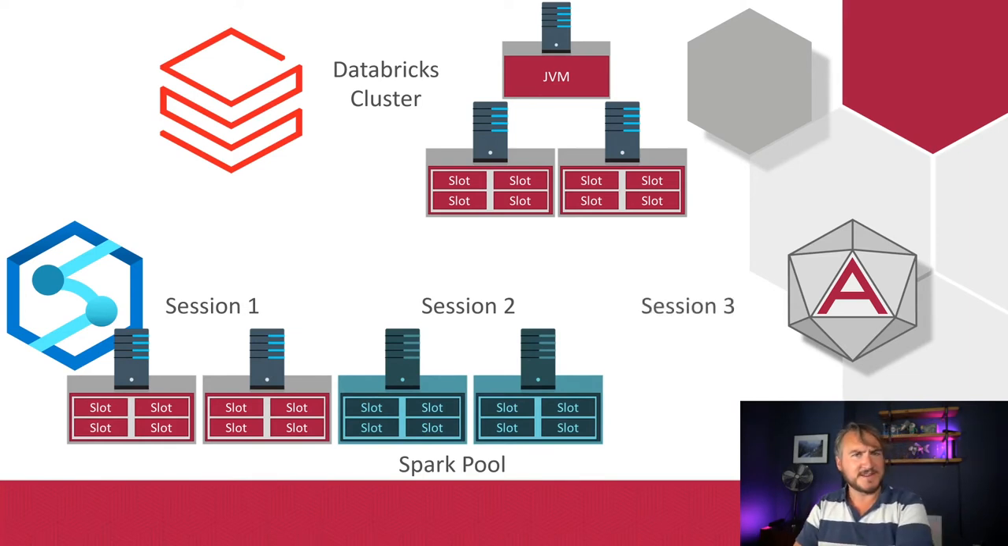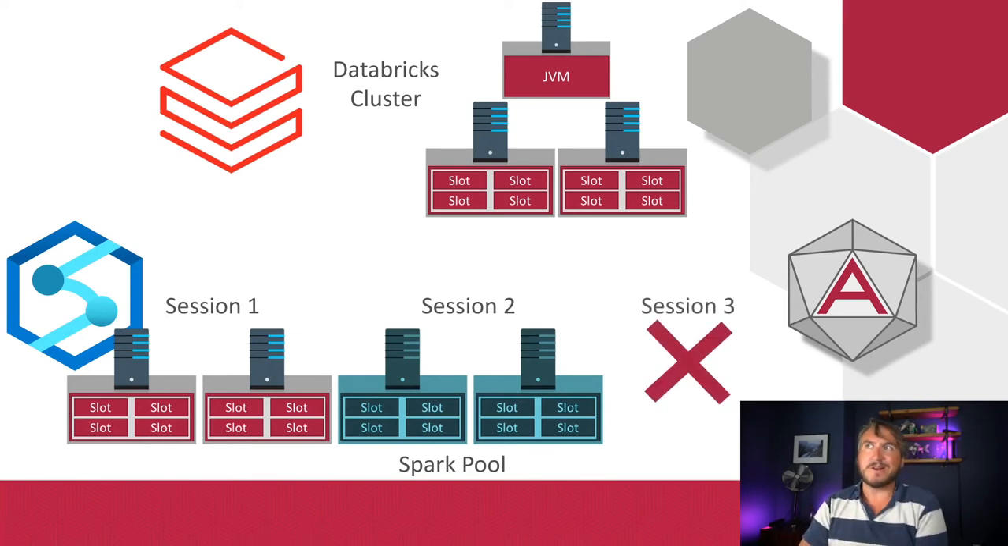If a third session comes in, currently that'll error. That'll go, well, you don't have any spare CPUs. Your pool isn't big enough. And that's a very different way of working. So for me, I'm used to, in the Databricks world, just firing off all my jobs in parallel, and I know my Databricks cluster will just chunk through it. Things will sit in the queue until some slots come free, then it'll start working on it, and then it'll start the next one. It'll just work through all of that.